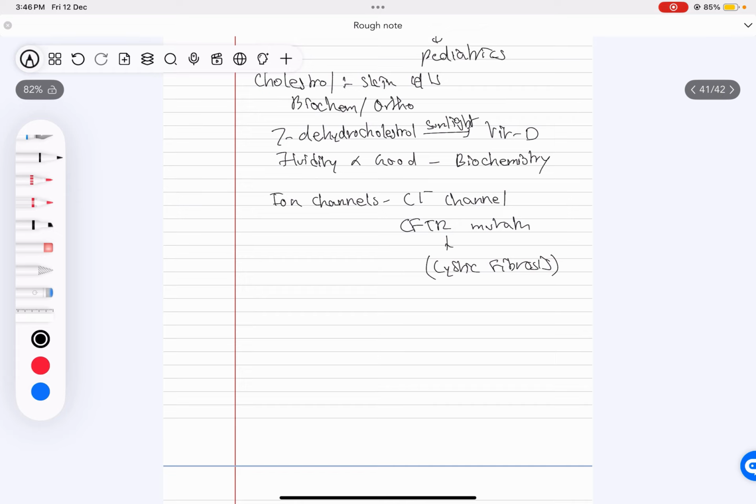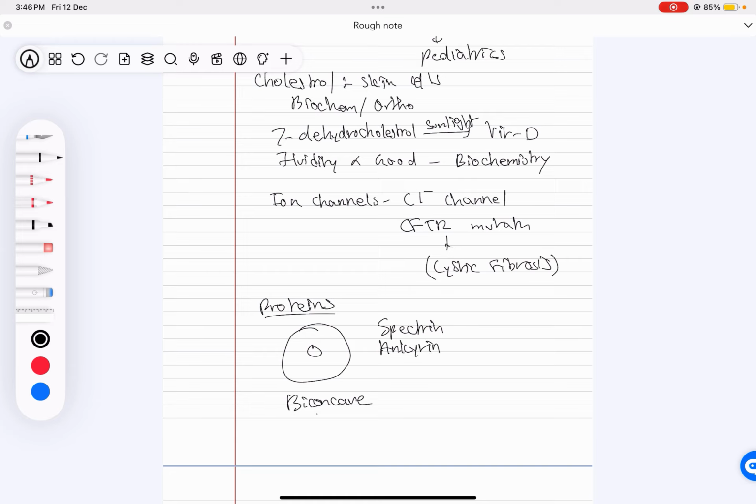And finally, we are talking about proteins. Before that, I will tell you, this is a normal RBC. The normal RBC is biconcave in shape. This is due to two proteins called spectrin and ankyrin. There are four, but these two are clinically important.